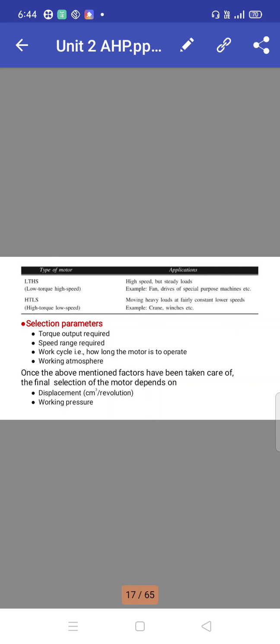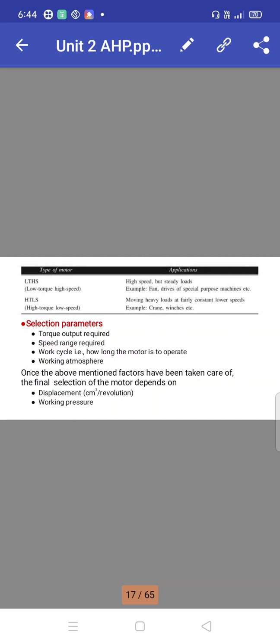Based on the motors, what will be the application? LTHS, low torque high speed but steady loads, for example fan drives of special purpose machines. HTLS, high torque low speed, moving heavy loads at fairly constant lower speeds. Example: crane winches.